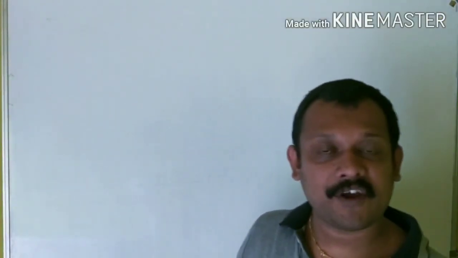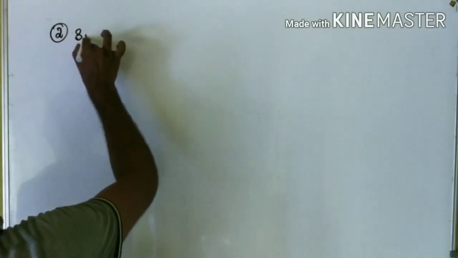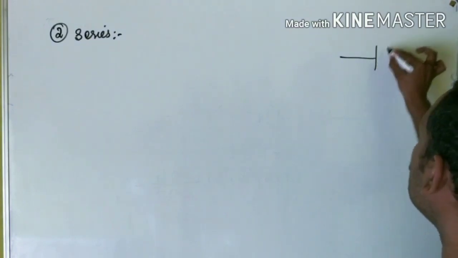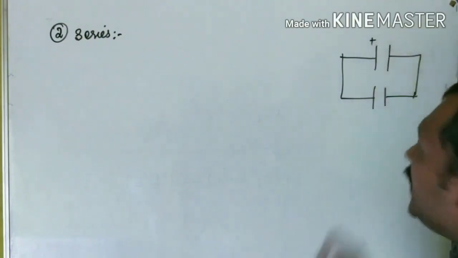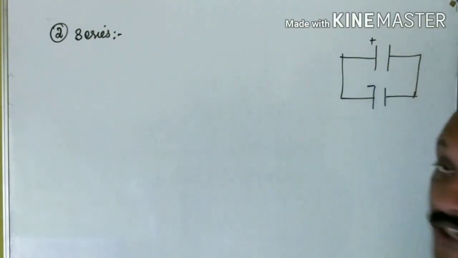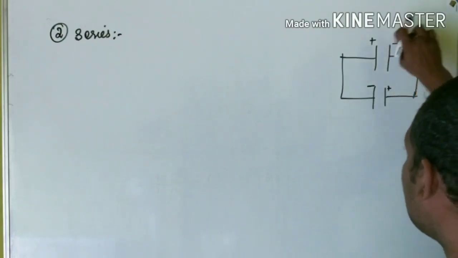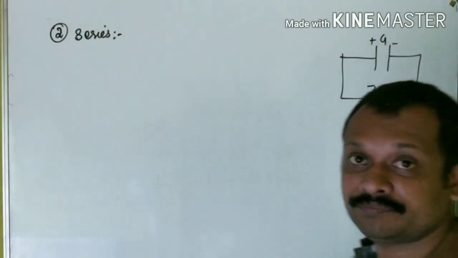In the first part of the discussion, we considered that the positive plate of capacitor C1 is connected to the positive plate of capacitor C2. Now in this discussion, we are going to take the second orientation, called series connection. This is capacitor C1, this is capacitor C2. The positive plate of C1 is connected to the negative plate of C2, and the negative plate of C1 is connected to the positive plate of C2.